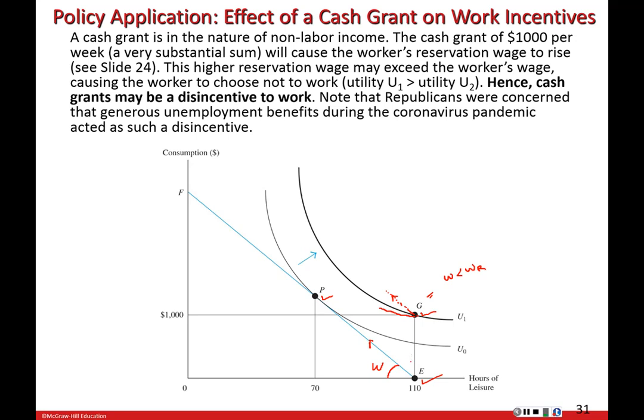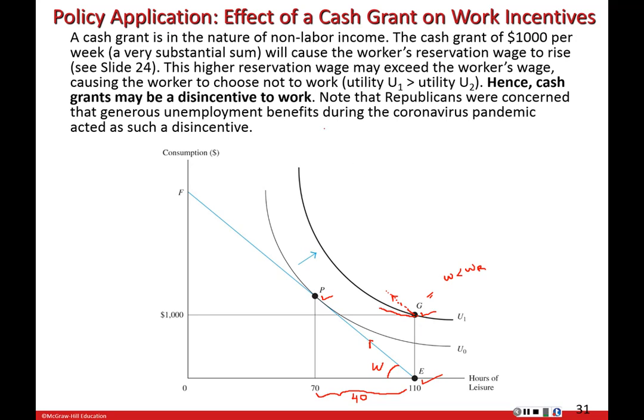So essentially what this diagram is saying is that before the cash grant was disbursed, the worker used to work 40 hours a week, which is the difference between capital T, 110, and 70 hours of leisure. So this is 40 hours of work, but after the cash grant was disbursed, the worker decides not to work at all. So the individual essentially stops working, perhaps leaves the labor force.